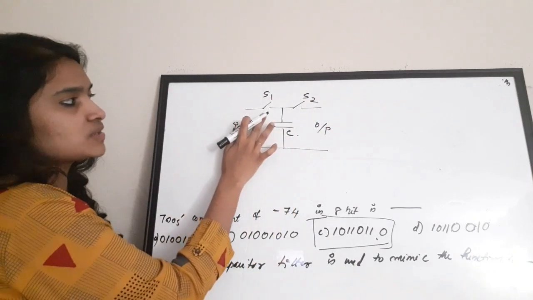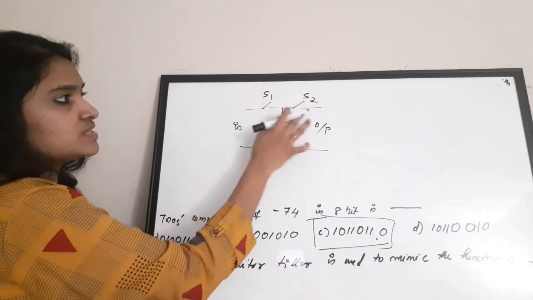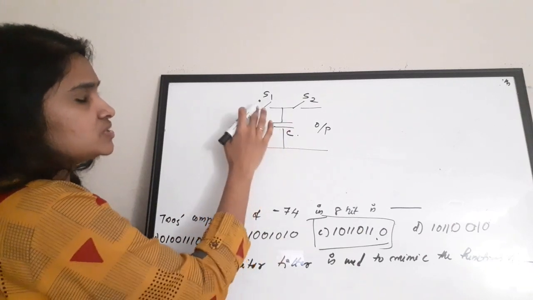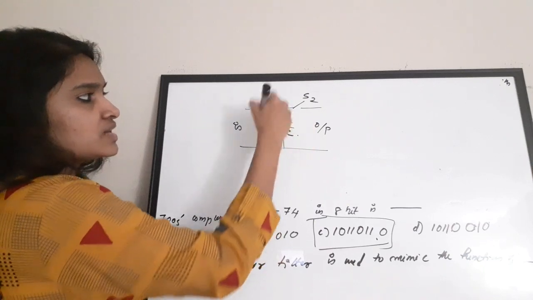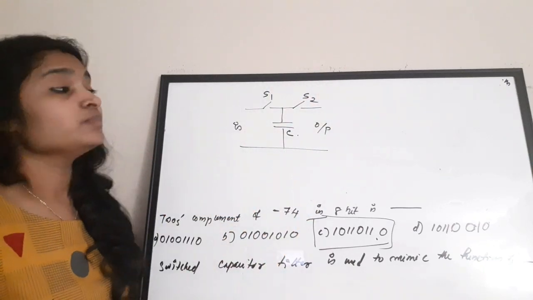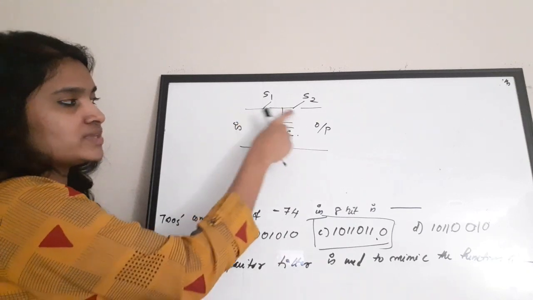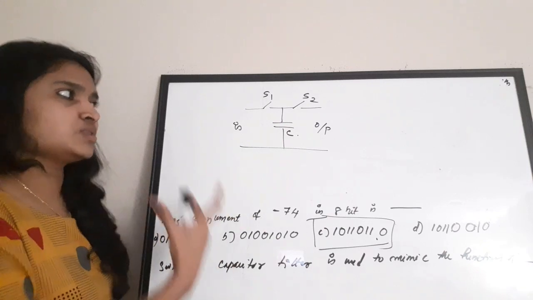When switch 1 is closed and switch 2 is open, that is, when S1 is closed and S2 is open, the capacitor will get charged. And when the reverse is happening, that is, when S1 is open and S2 is closed, the charge will get discharged. Right? This is a very simple switched capacitor filter because it has switches and a capacitor. This is a basic structure. It can have advanced versions also.